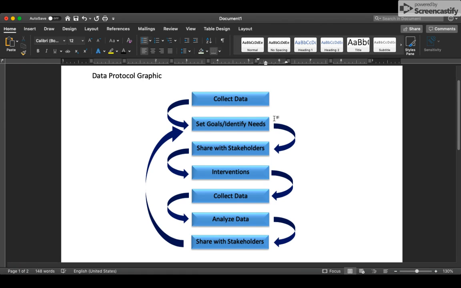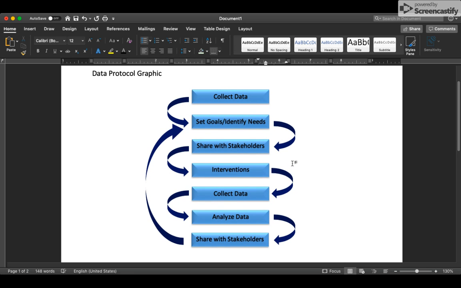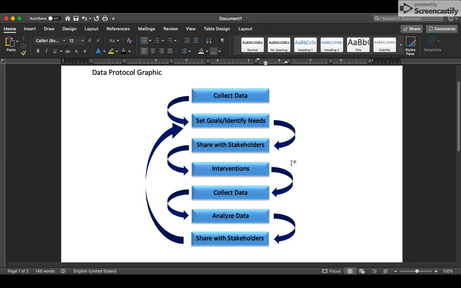Once we have collected data and set the goals, I think it's important to share that with stakeholders. So whatever teachers are involved with the student, and of course the parents need to know what's going on at school. After we have shared with the stakeholders, the next step would be to implement some different interventions. If it's a kid that's on a GEI, what kind of accommodations can we do for them in the classroom to make sure that they are successful?